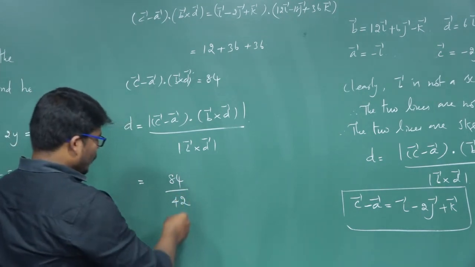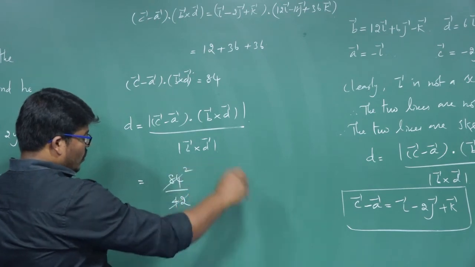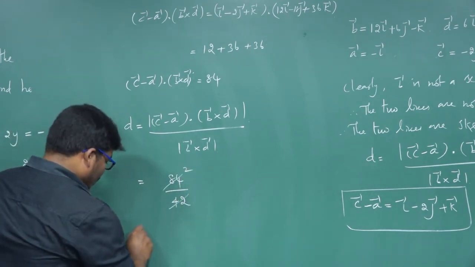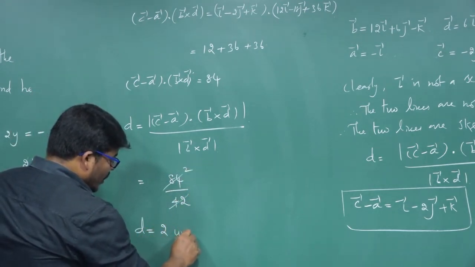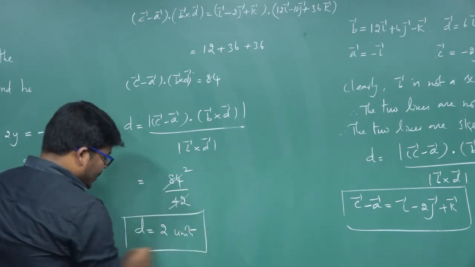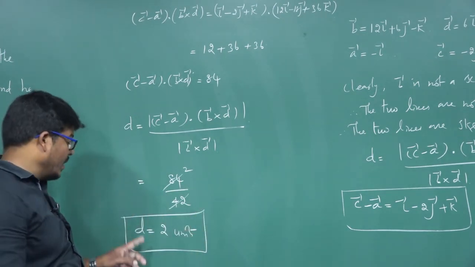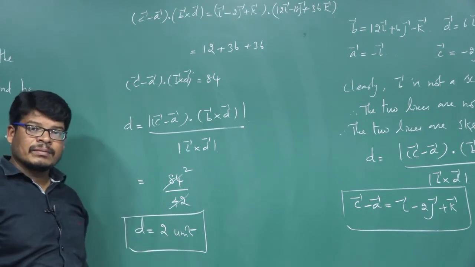Now cancel the value. 42 times 2 is 84. So the distance is equal to 2 units. Therefore the shortest distance between the skew lines is 2 units.